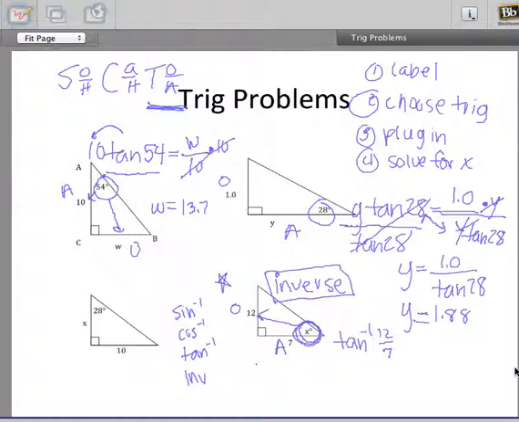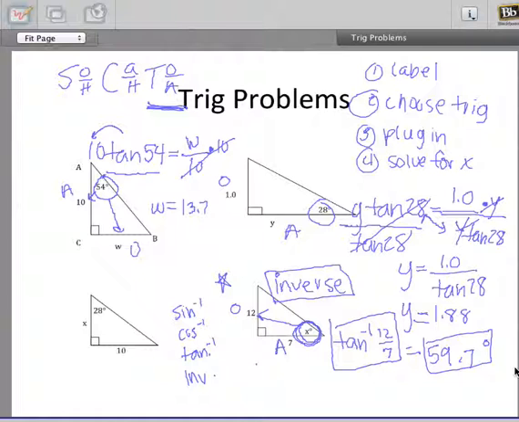So in my calculator, I'm going to hit inverse tan, 12 over 7. And just hit enter. It's super simple. You don't have to do any sort of multiplication or division. Just plug it into your calculator like this, and it'll spit out the degree of 59.7 degrees.